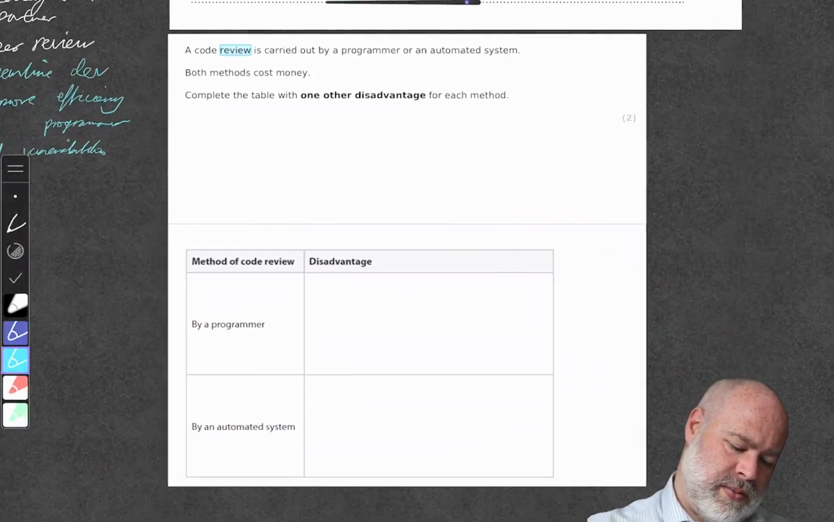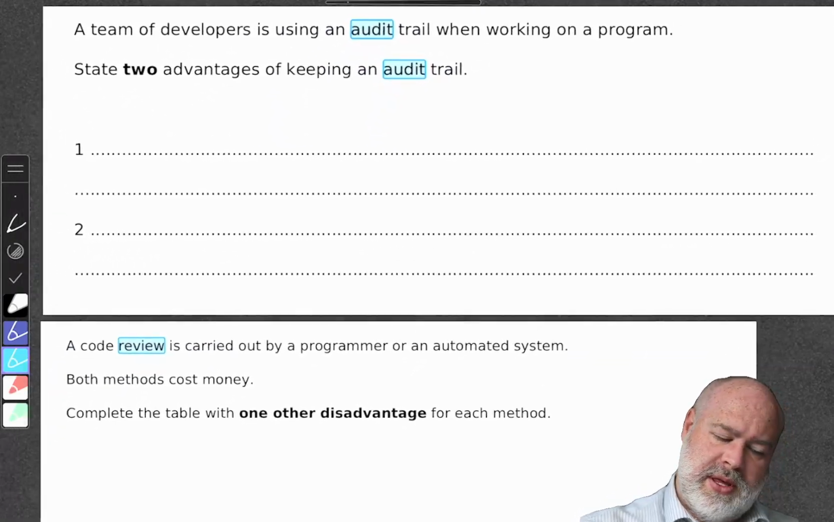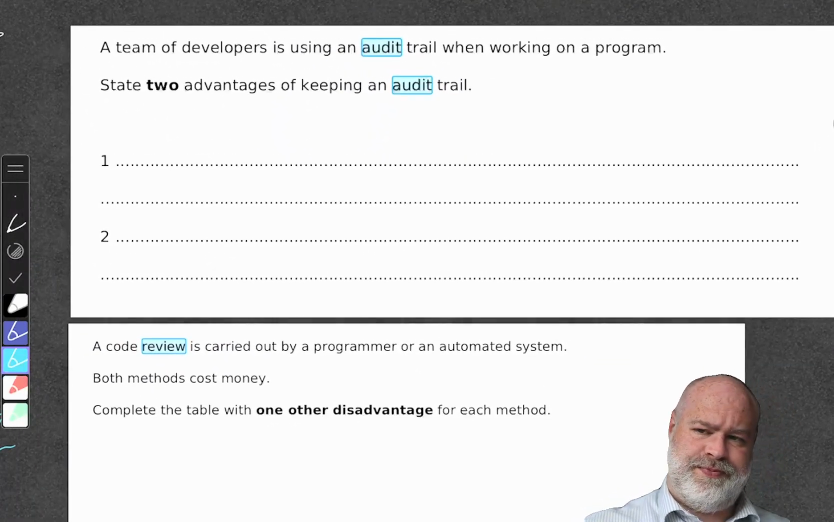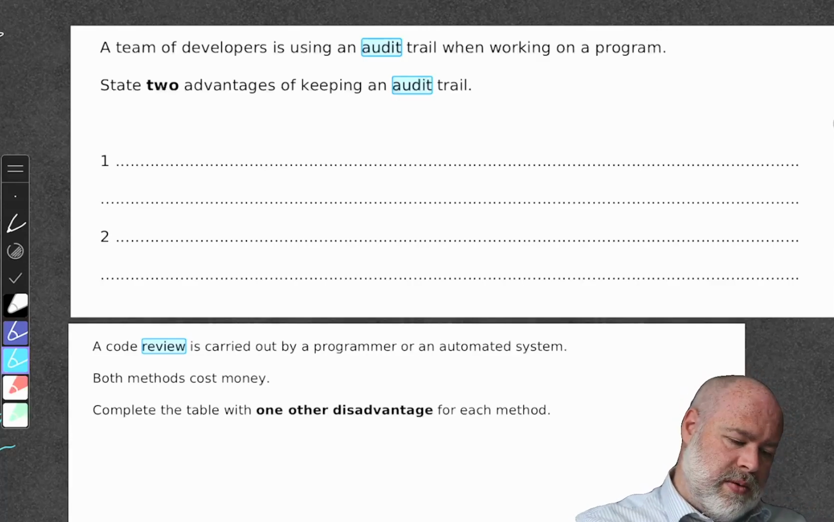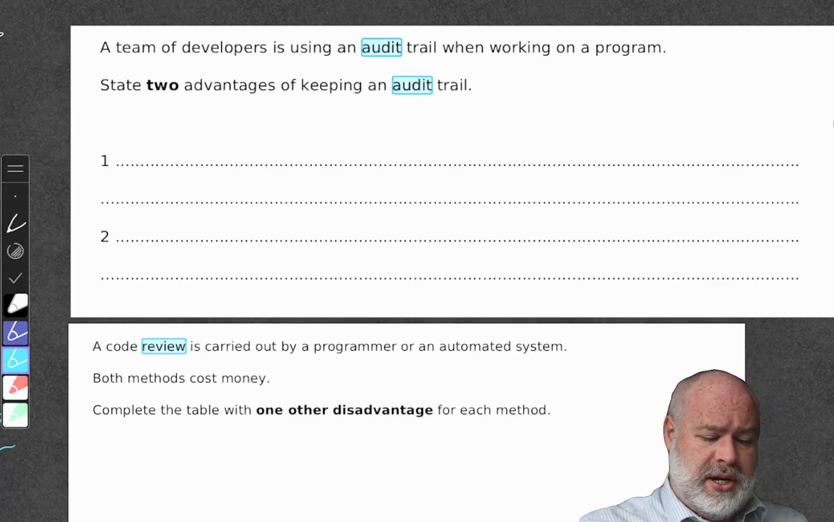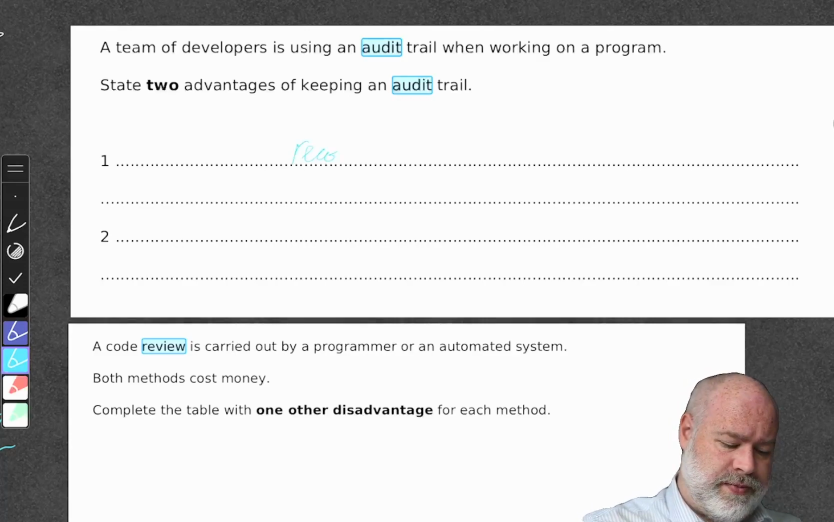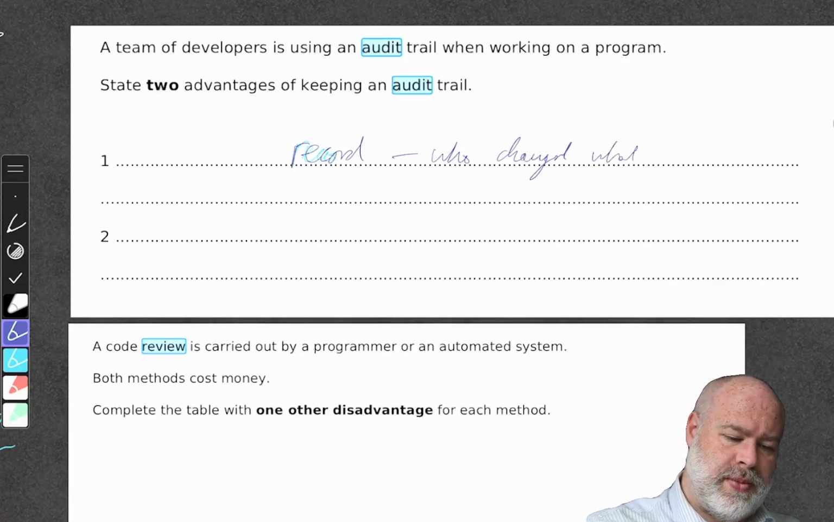Here we go. A team of developers is using an audit trail when working on a program, and state 2 advantages of keeping an audit trail. All right, so we've already just looked at some of those advantages. There's going to be a record of who changed what and when it was done. I'm just abbreviating the answer here. So I'll put date here. So that's a good one.